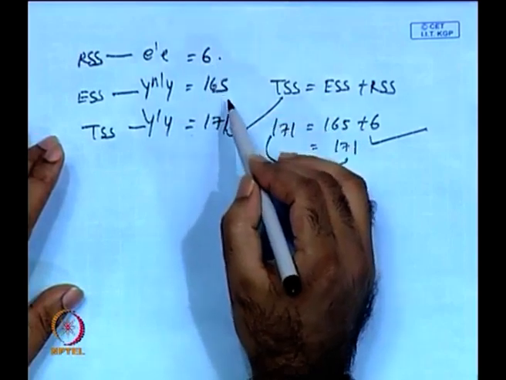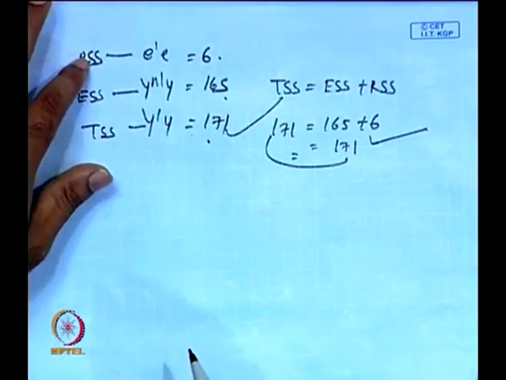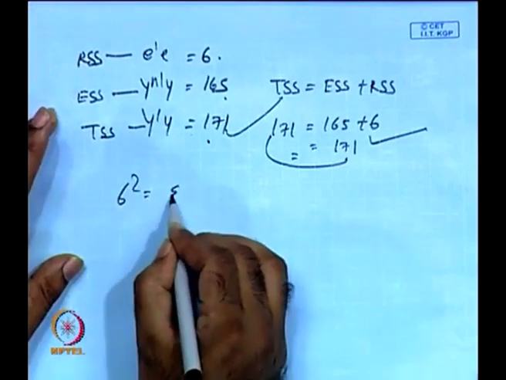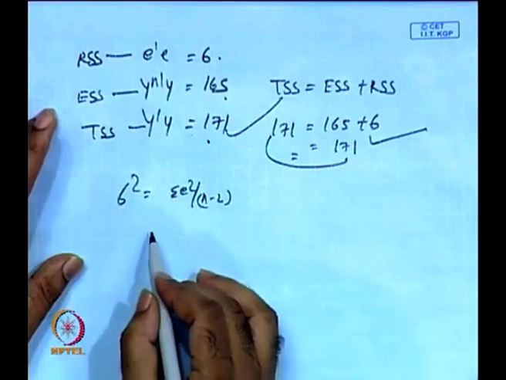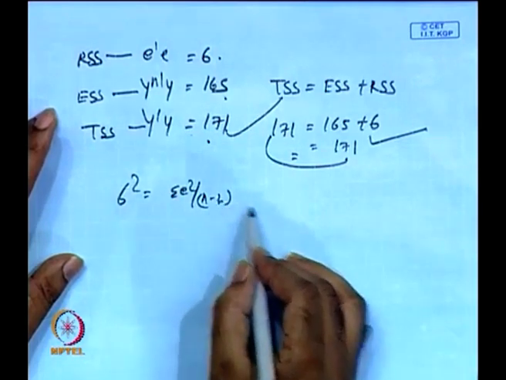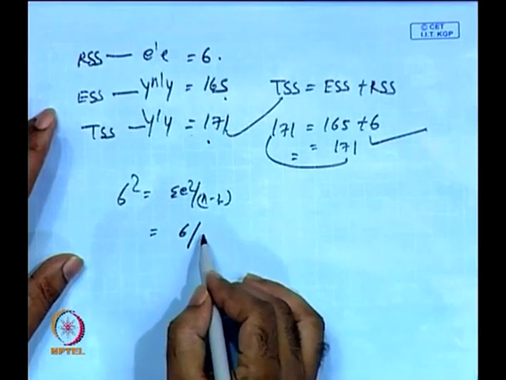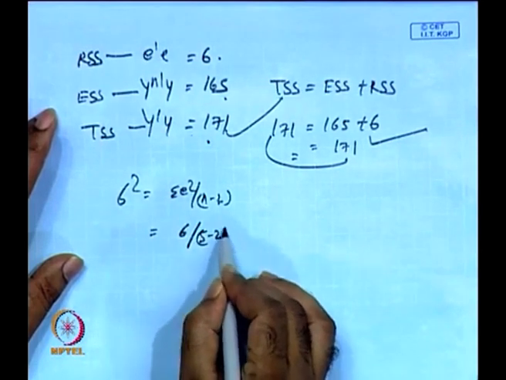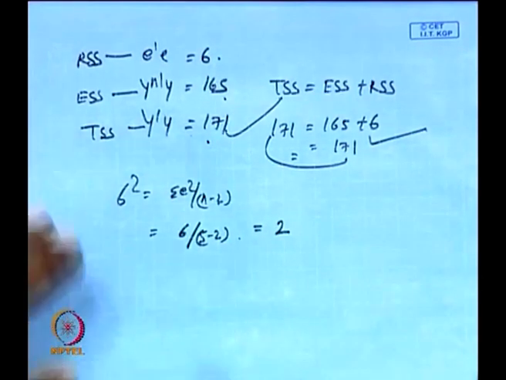This is RSS, this is ESS, this is TSS. But we need RSS only, because sigma square equals summation e square by n minus 2. So that means this is 6. n minus 2, because k equals 2 here. So 6 by n, which is 5 here, so 5 minus 2 is 3. So sigma square equals 2.